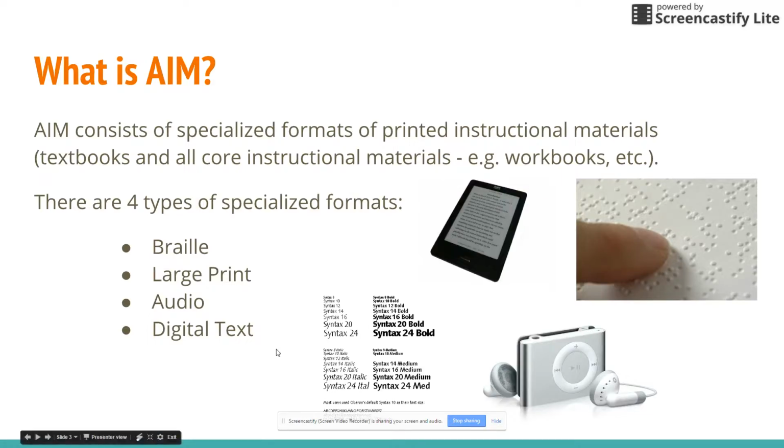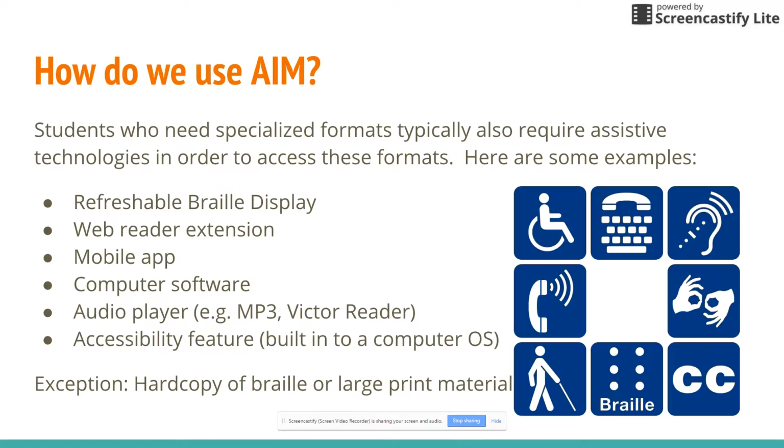Digital text is what we would use for use with a reader, so some sort of electronic reading device that's reading the text out loud. Students who use specialized formats are typically going to require assistive technologies in order to access them. You are able to get enlarged print in hard copy, and I'll talk a little bit about that on the next slide. But for example, a student who uses Braille might have a refreshable Braille display so that they have that specialized format for a book or printed materials, and it's connected to technology that they can use their Braille display with.